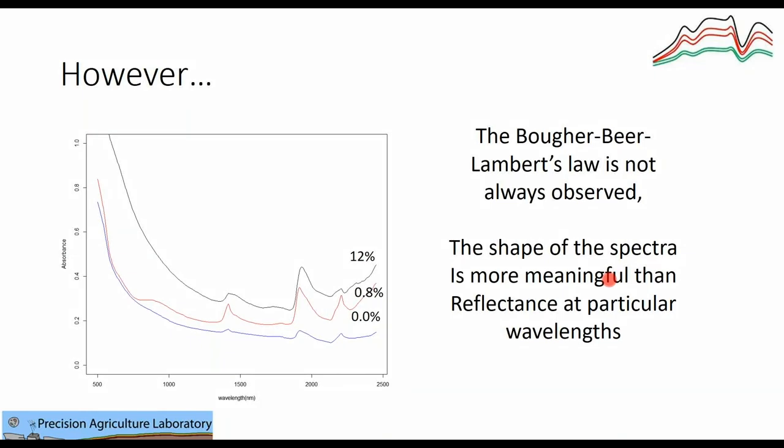However, and this is the problem of soils, they're not homogeneous, they're highly heterogeneous. The Beer-Lambert law is not always observed because of the scattering effect. We've heard about this scattering effect, which is basically that the light hits the soil, hits every single pore and every single particle in the soil, and gets distorted. For example, these are percentages of organic matter, from 0% to 12%. The increase in organic matter is not proportionally related to the increase in absorbance in this case, or reflectance as the opposite. So we need another kind of calibration. We need a multivariate calibration.